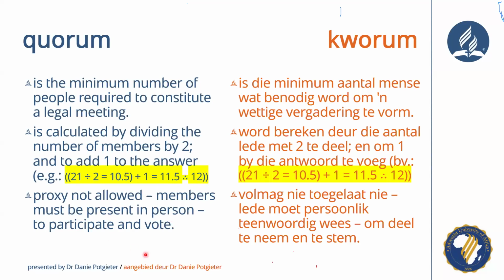Also, proxy is not allowed according to our rules of order and our policies. Members must be present in person to participate and to vote. Now, it is true that there are meetings and circumstances where proxy is allowed, but not in the church. You have to be there in person, and you have to speak yourself, and you have to vote for yourself. Otherwise, your voice will not be heard and your vote will not be recognized.